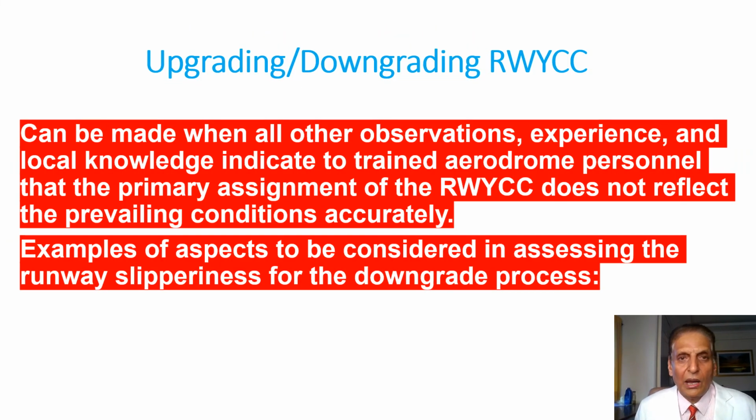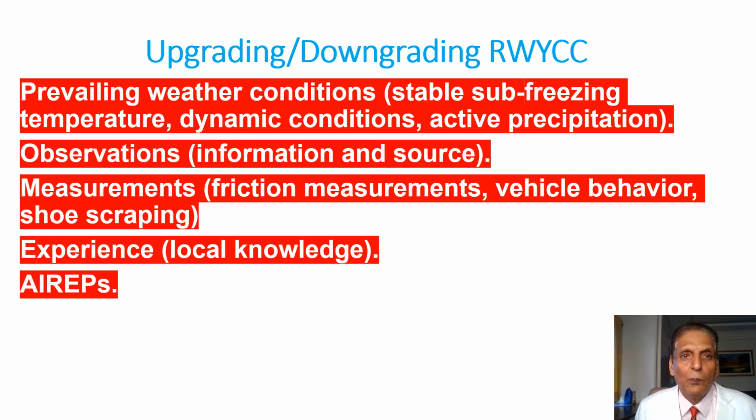Now we shall talk about upgrading or downgrading the runway condition code. Upgrading or downgrading can be made when all other observations, experience, and local knowledge indicate to trained aerodrome personnel that the primary assignment of the runway condition code does not reflect the prevailing conditions accurately. Examples of aspects to be considered in assessing runway slipperiness for the downgrade process: first is prevailing weather conditions, stable sub-freezing temperature, dynamic conditions, active precipitation. Observation, information and source: measurements, friction measurements, vehicle behavior, shoe scraping. Experience, local knowledge, and air reports.